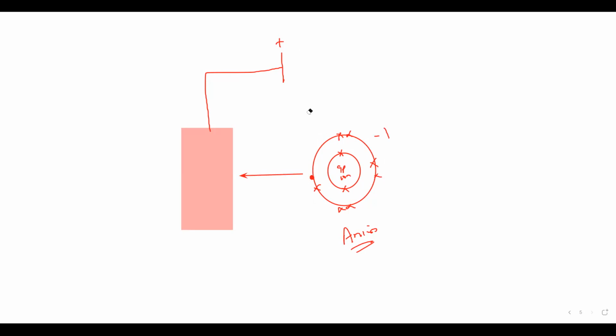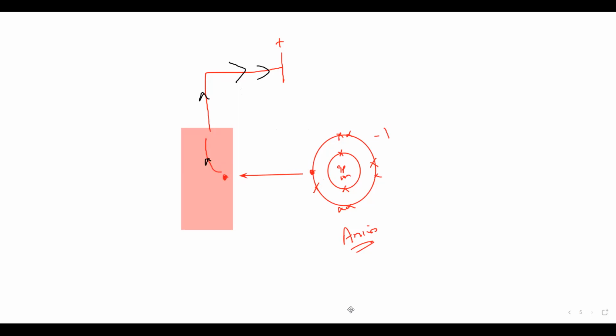So the electron which is here is being lost, and this electron will move towards the positive terminal of battery. And when this anion loses electron, it will turn into atom back again. So basically during electrolysis, the ions are changing into atoms and molecules.